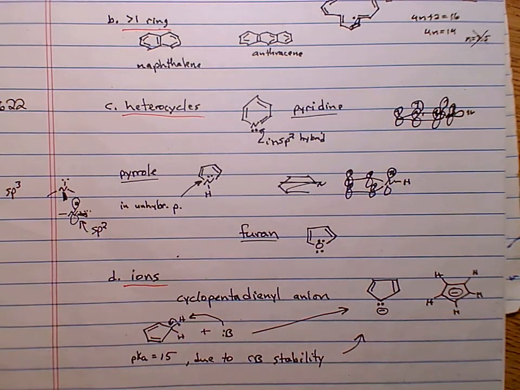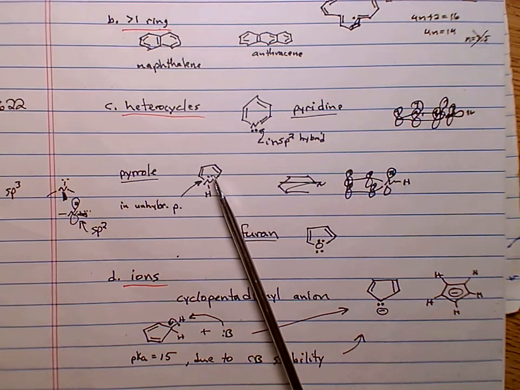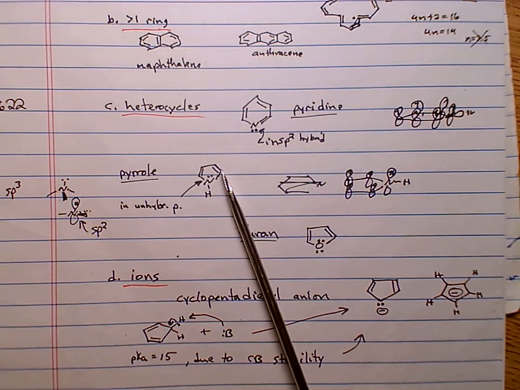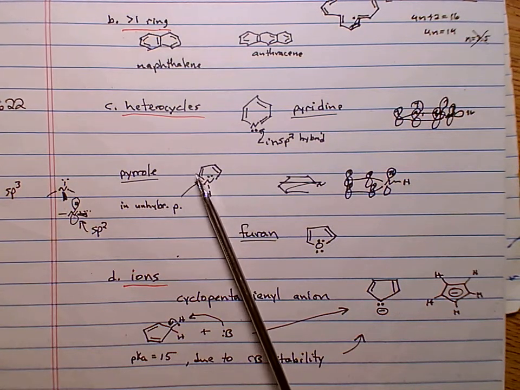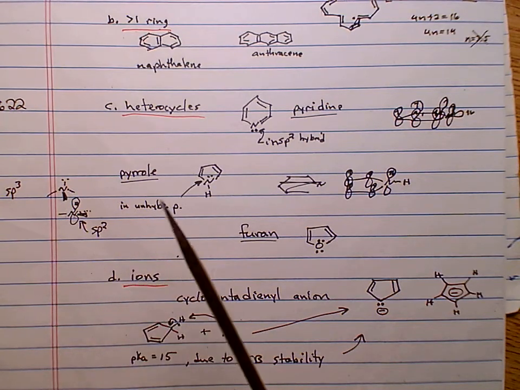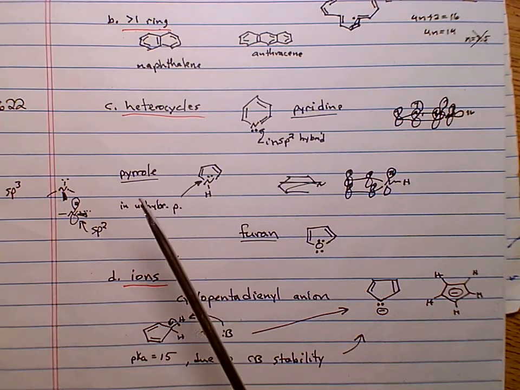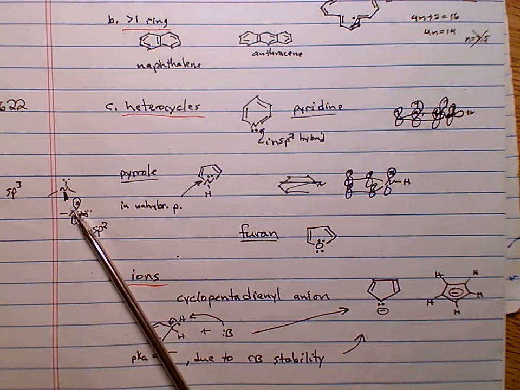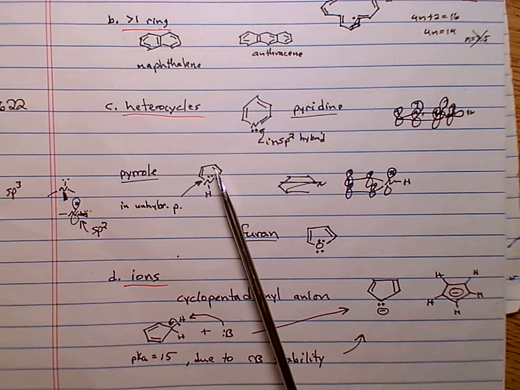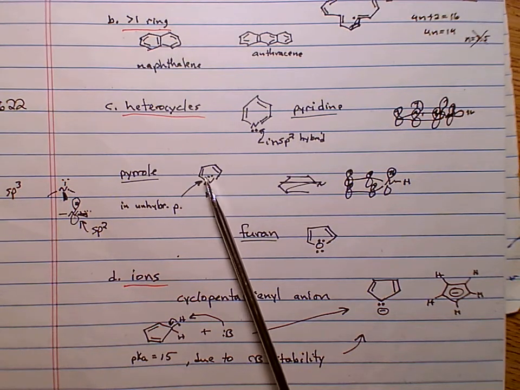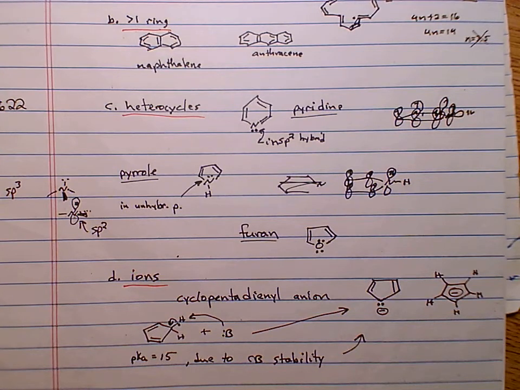Because when this lone pair is in an unhybridized p orbital, all of a sudden you've got sp2, sp2, sp2, sp2, sp2. All five atoms of the ring are sp2 hybridized, which means it is completely conjugated. And if both electrons are in the unhybridized p orbital, that means I've got 1, 2, 3, 4, 5, 6 electrons in unhybridized p orbitals in the pi system. This is aromatic.